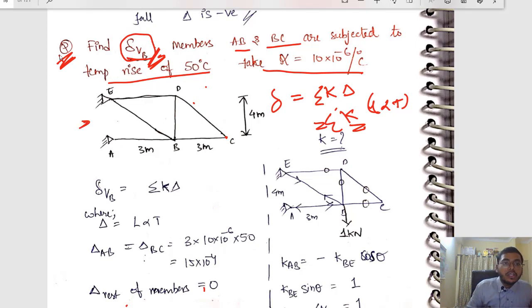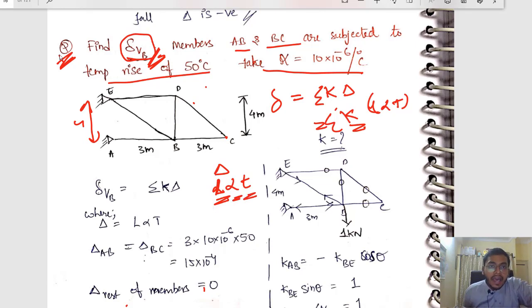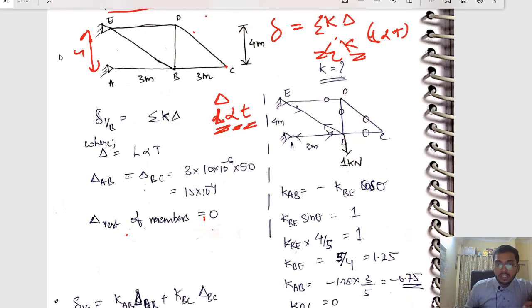So this length is given as 4 meters and this length as 3 meters. First let us calculate delta, L alpha T. We know all: length 3 meters, alpha was 10 into 10 to the power of minus 6, and temperature rise was 50 degrees. As there is a temperature rise, the delta should be positive. So we get 15 into 10 to the power of minus 4. That is your delta.